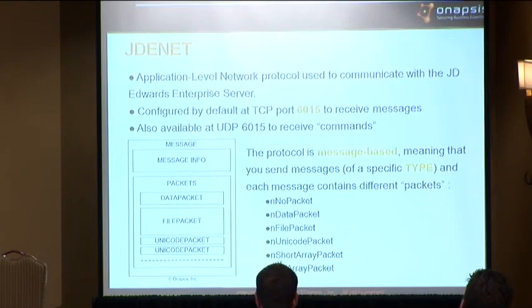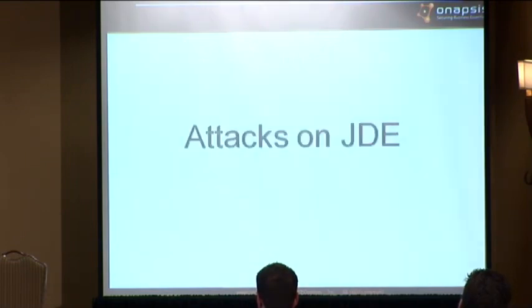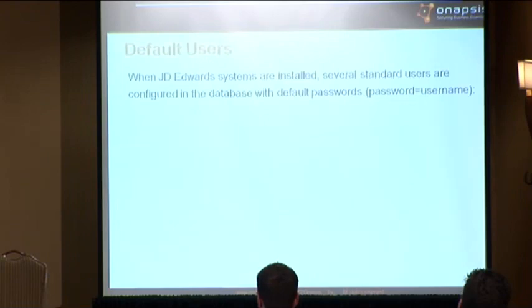And then the default port number is 6015. That's the JDENet port in TCP. But then if you take a look at the process, you will see that there's another port that is also open on the UDP side. On the UDP side, it's 6015 UDP. And that's not processing these kind of messages, but control messages. So you can send control commands to that port as well. So let's see a little bit about this.